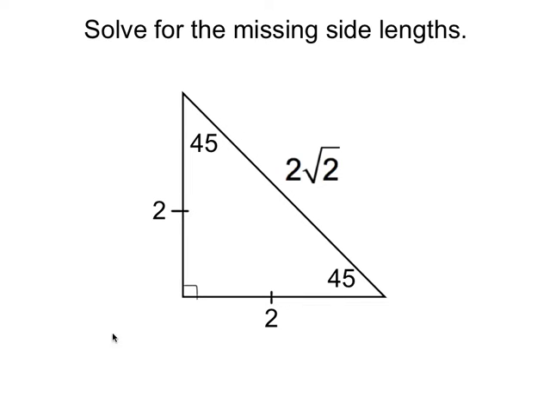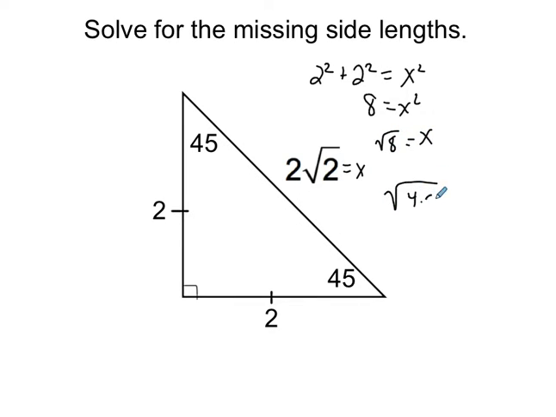2 root 2. So I would have gone 2 squared plus 2 squared equals x squared, where this is x. This would be 4 plus 4, or 8. If I take the square root of both sides, I get x equals the square root of 8. The square root of 8 is the square root of 4 times 2, and the square root of 4 is 2.